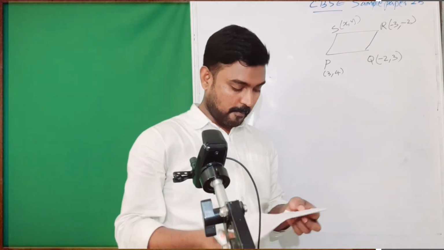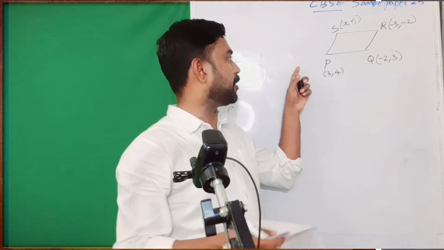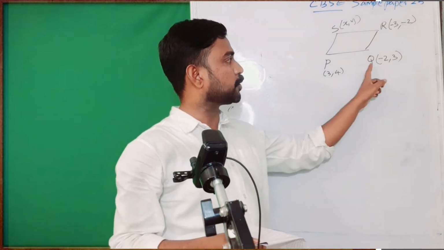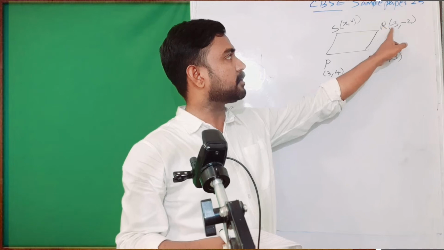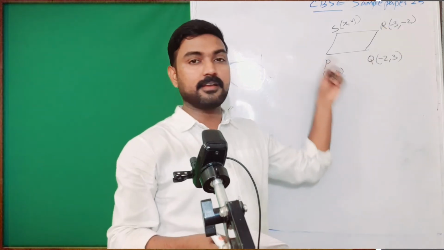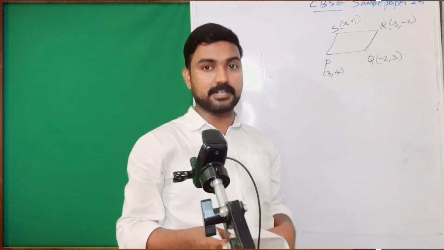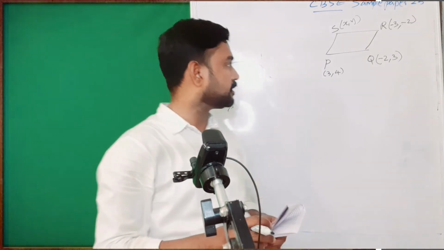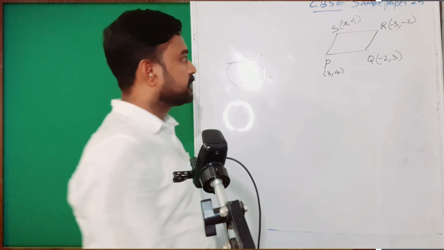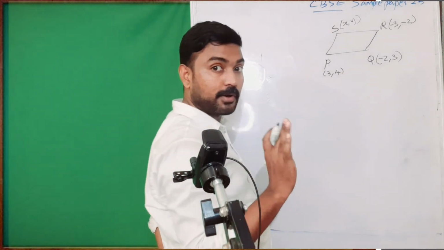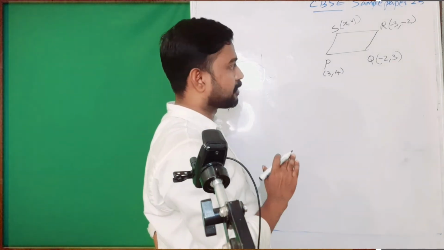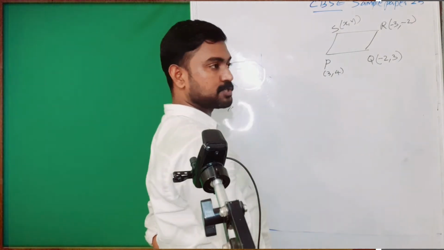Next question. If the vertices of a parallelogram PQ are P(3, 4), Q(-2, 3), and R(-3, -2), then we need to find the fourth vertex. It is very easy. I will give you a small tip. Whenever the question is about a parallelogram, you can find the fourth vertex by using an idea.